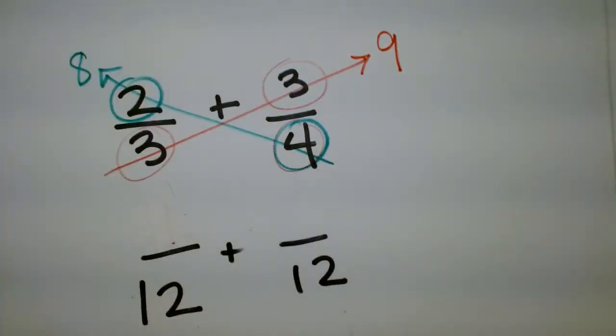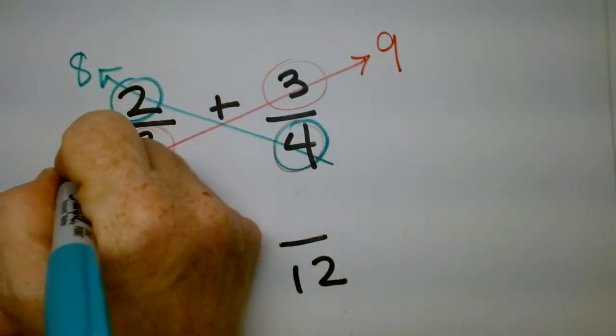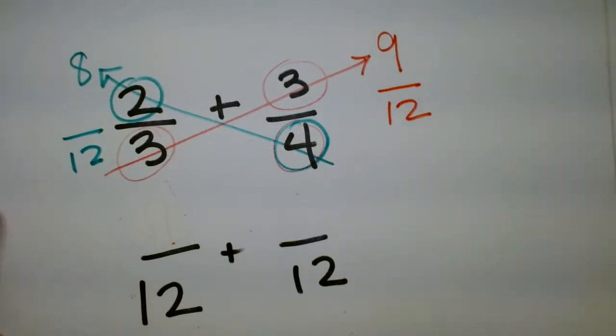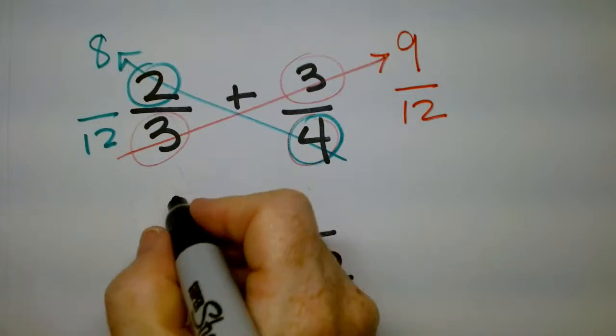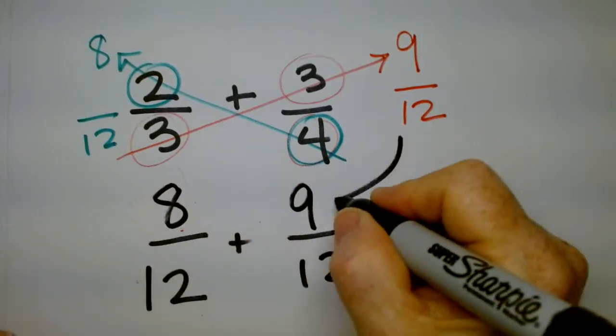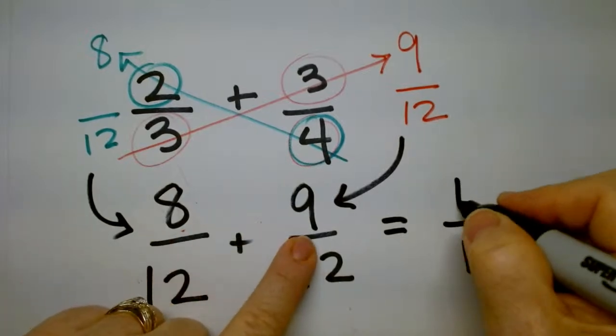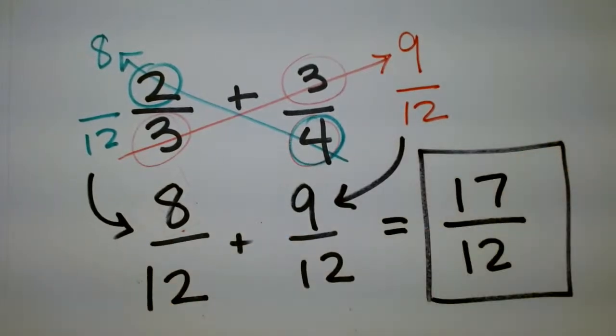So what did we just do? We scaled up each one. So this is 8 over 12. This one is 9 over 12. And this is my 8, and there's my 9. And then 8 plus 9 is 17. So we're scaling up by the same amount. This is exactly what we did with the one before with 1/9 plus 1/4.